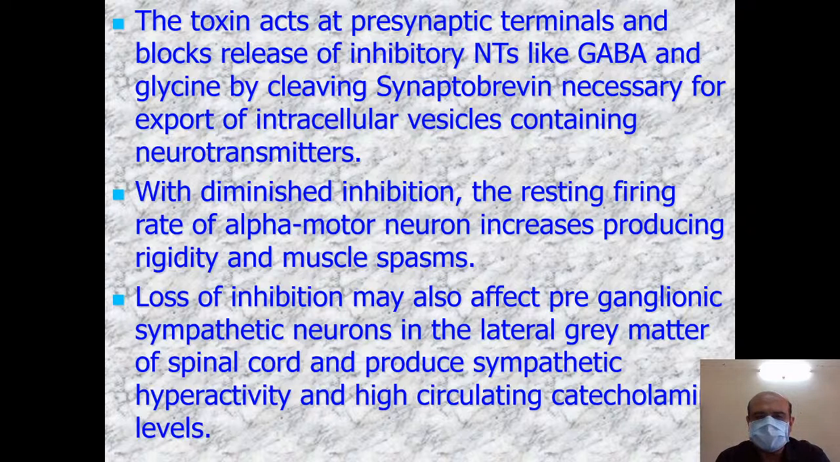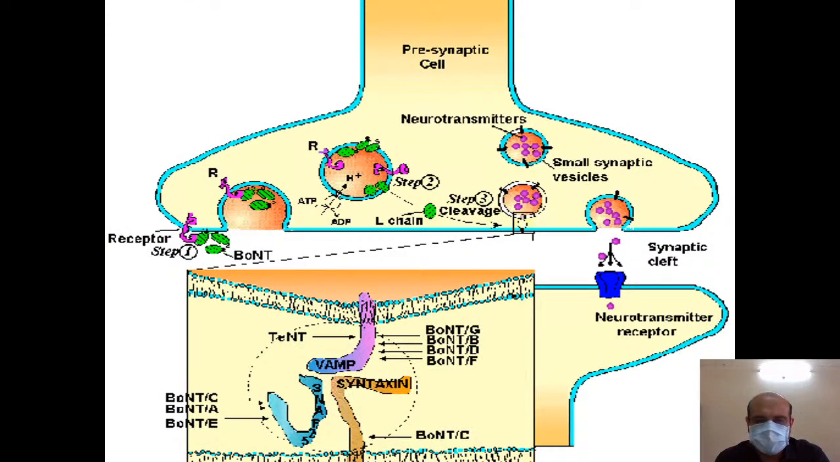Loss of inhibition may also affect preganglionic sympathetic neurons in the lateral gray matter of the spinal cord and produce sympathetic hyperactivity and high circulating catecholamine levels. Now presynaptic terminals, here are the synapses and the pathological condition.